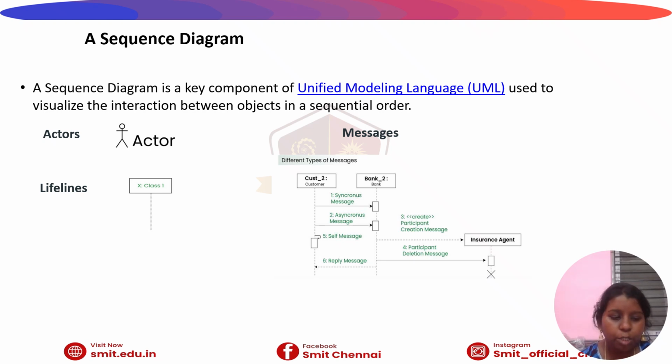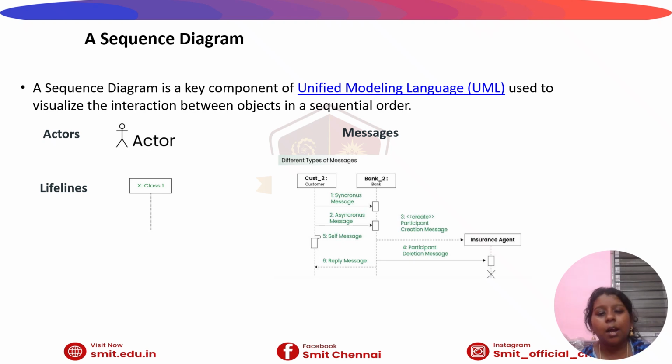Next is the message. Message is nothing but the communication between two objects. The messages are sent between the objects through lifelines. The types of messages are synchronized message, asynchronous message, self message, create message, delete message, and reply message. First is the synchronized message. Synchronized message we also call one-way communication.